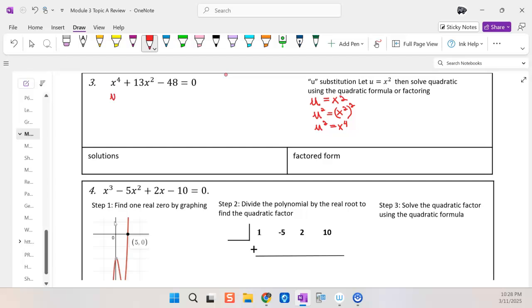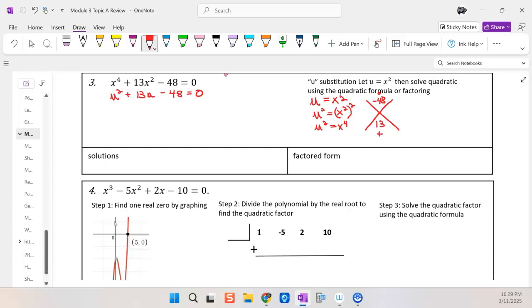So this is U squared plus 13U minus 48 equals 0. Then I could either use the quadratic formula on this, or I could factor it. In this case, I'm going to go ahead and factor it because it looks like its factoring is pretty easy. What two numbers multiply to be -48 and at the same time add together to be 13?